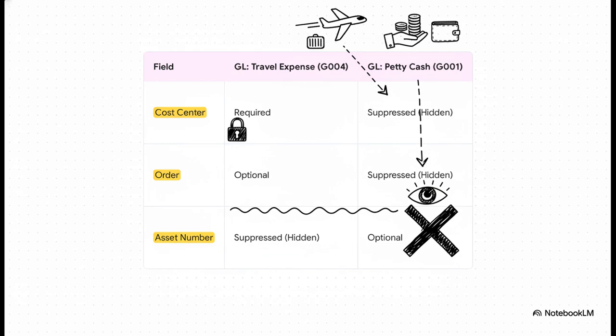Just look at the cost center field. When someone posts to the travel expense account, which is using group G004, the system forces them to enter a cost center. It's required. But when they post to the petty cash account, which uses group G001, that exact same field is just gone. It's suppressed. Two totally different user experiences, all controlled by one simple setting.